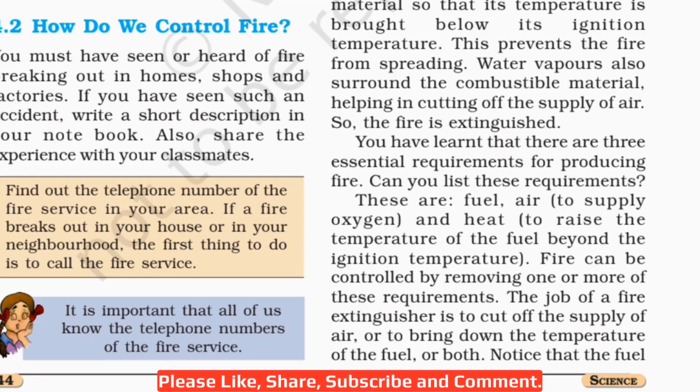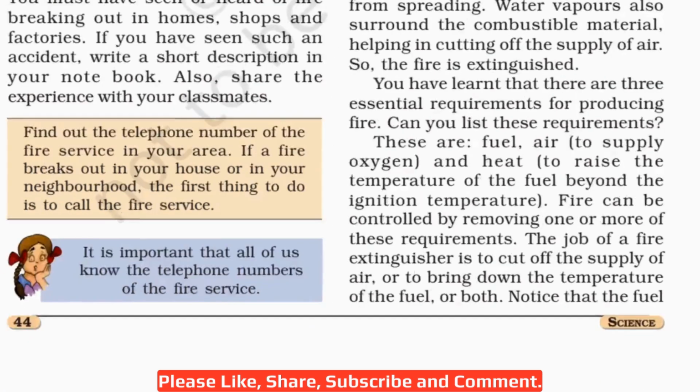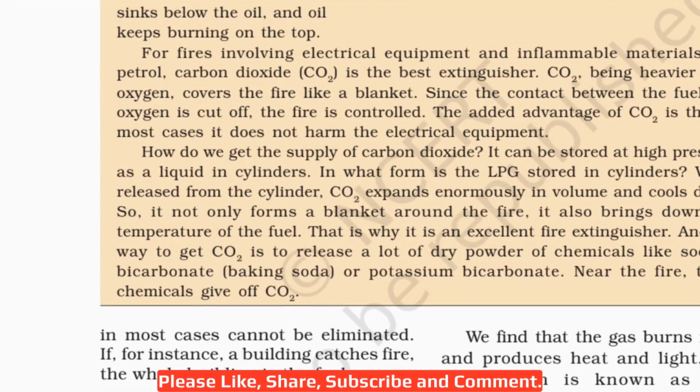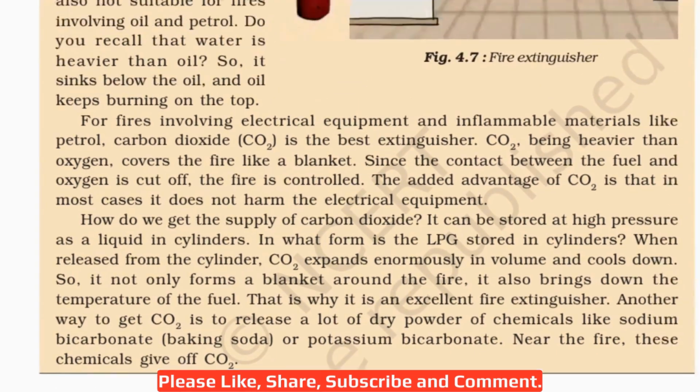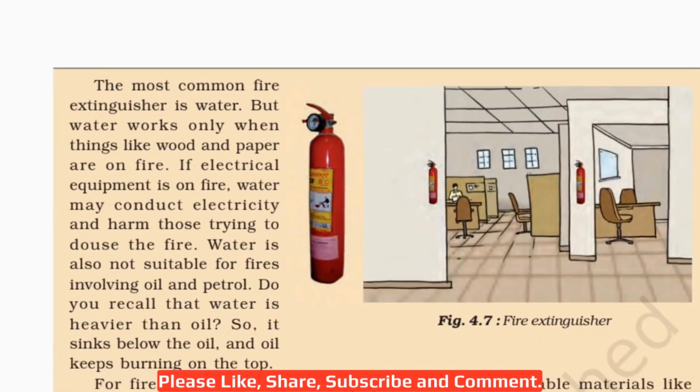The job of a fire extinguisher is to cut off the supply of air or to bring down the temperature of the fuel, or both. A fire can be extinguished either by cutting off the supply of air or by bringing down the temperature of the fuel so that it cools down and the temperature comes below its ignition temperature. Now, notice that the fuel in most cases cannot be eliminated. If, for instance, a building catches fire, the whole building is the fuel in this case. Now let's see how we can extinguish fires.